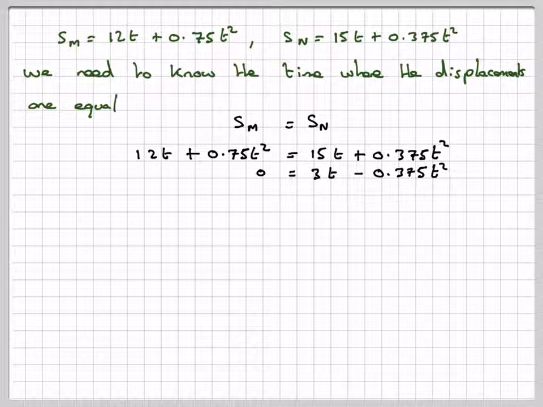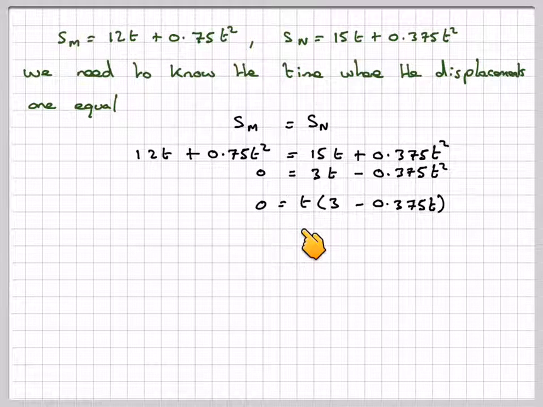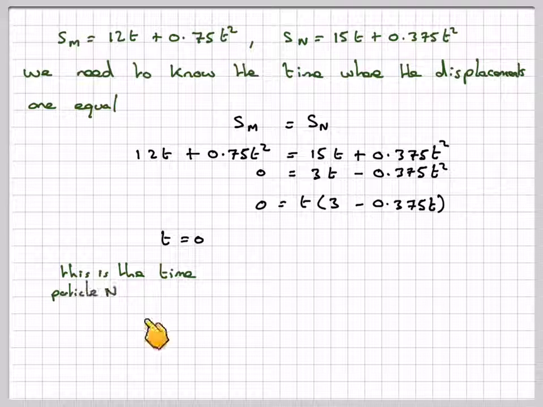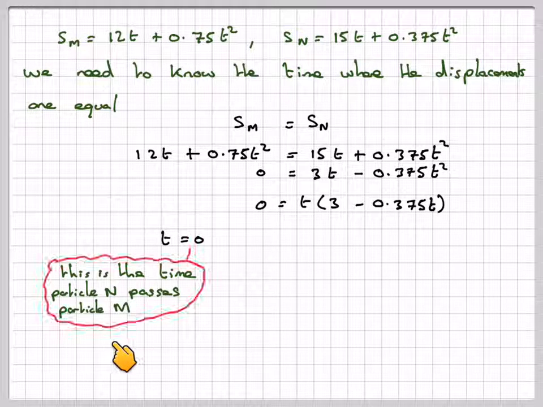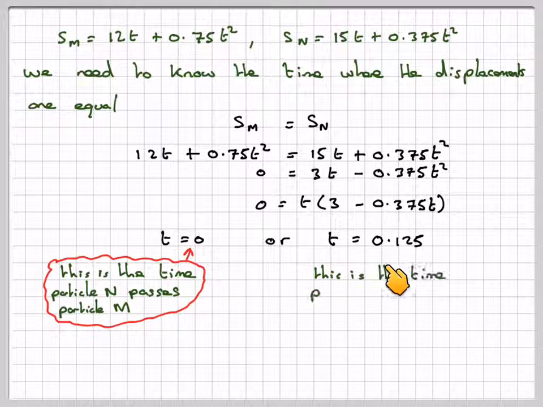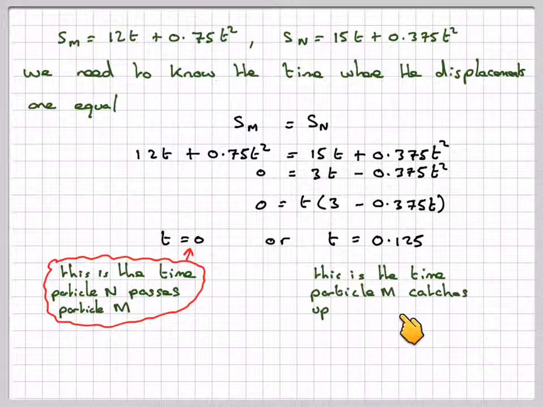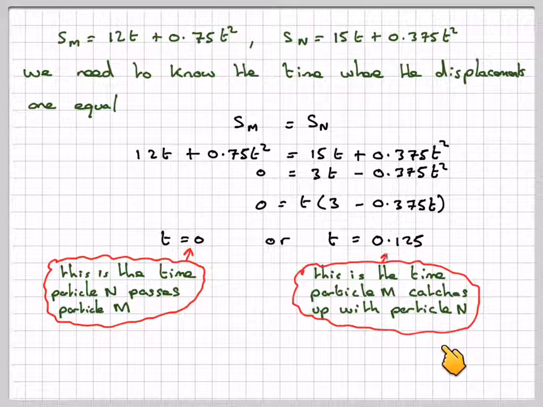0.375t squared. Factorising out a t, we've got t times (3 minus 0.375t). So our t is equal to 0. This is the time where particle n passes particle m at the beginning of the problem, or t is going to be equal to 0.125. This is the time when particle m catches up with particle n, which is 1/8 of a second later.